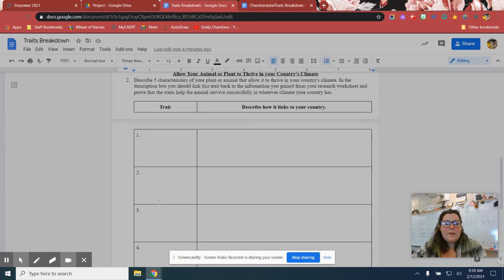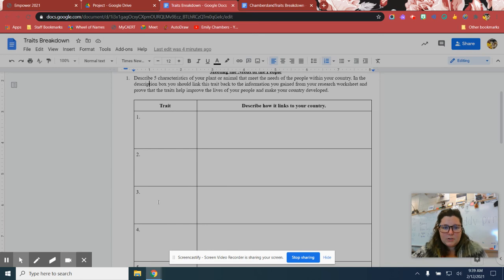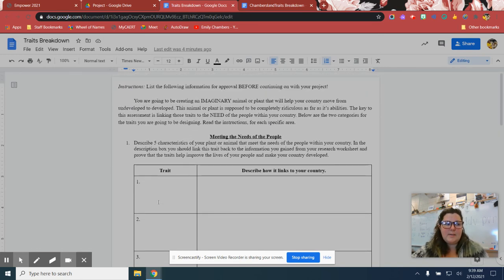Again, the key thing to remember: 5 traits, 5 descriptions, and really go into detail about how that links back to your country. You really have to have that research done before you can move on to this, because you have to research what these people need. If you research and find out their primary diet consists of rice, don't make the animal produce rice, because they already have rice. What do they not have? What do they need? Again, the animal is supposed to be as ridiculous as possible while meeting the needs of your country specifically.